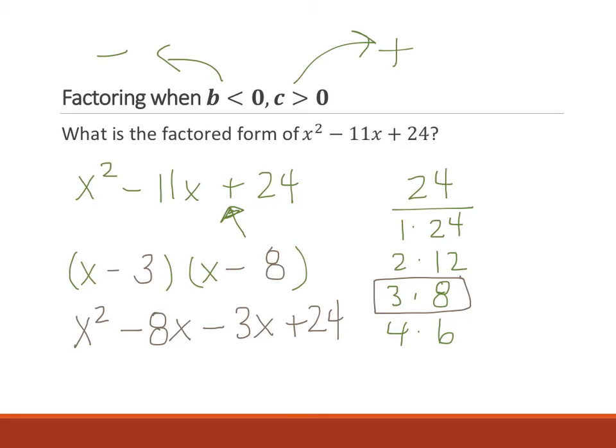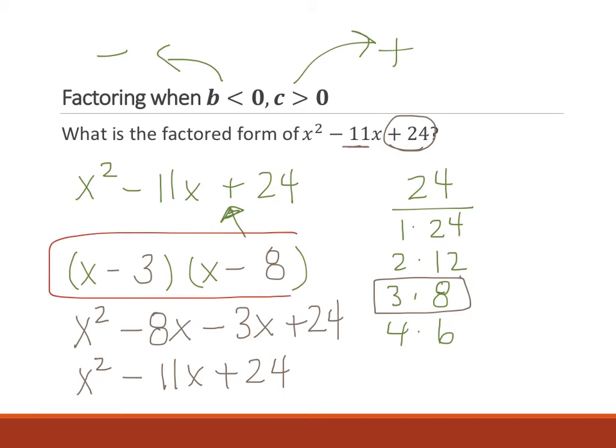So when my c value is greater than 0, that is, it's a positive, I'm still looking for numbers that add to give me the middle number, 11. But they will both need to be negative so that the middle term will be negative. And in fact, I do have the right result. So my answer then would be x minus 3 times x minus 8.